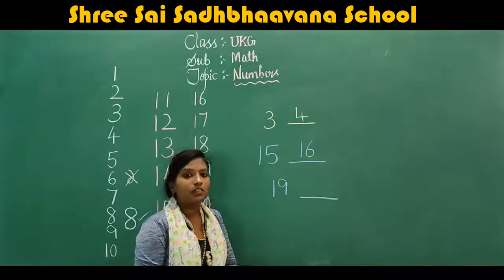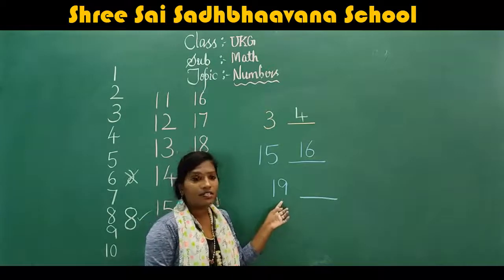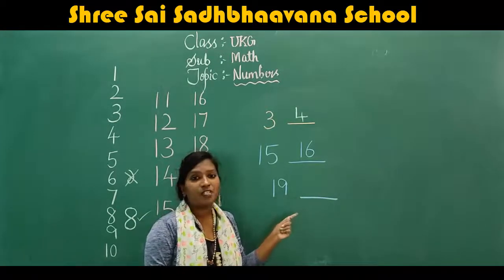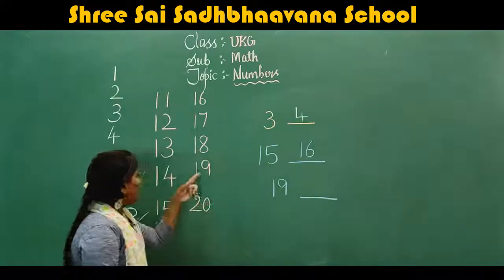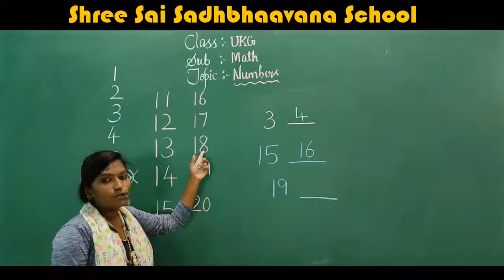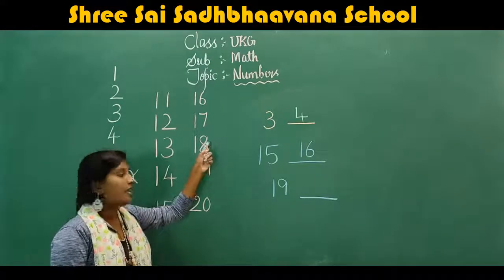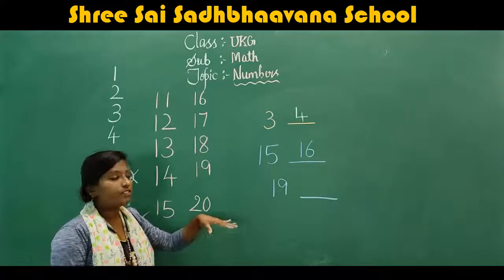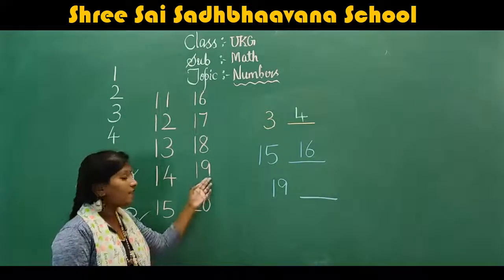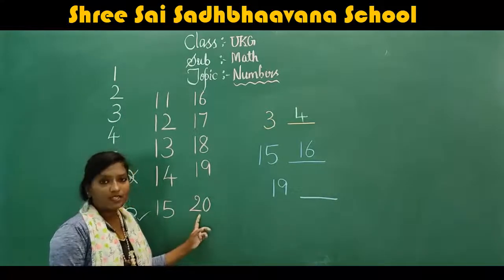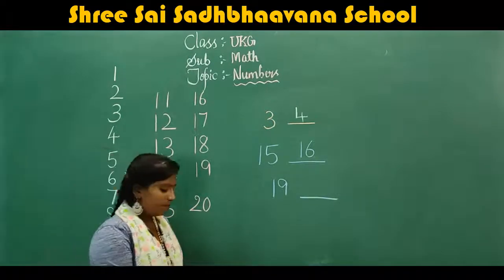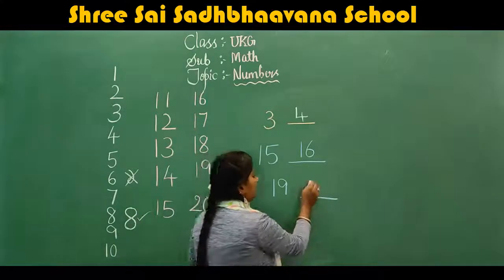Okay, now which number is this? Yes, this is number 19. After 19, which number will come? After 19, 18. Is this the correct answer? No, this is the before number. I'm asking after 19. After 19, number 20 will come. Right, children? Yes, after 19 comes number 20.